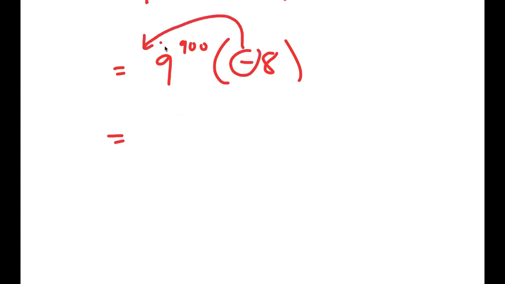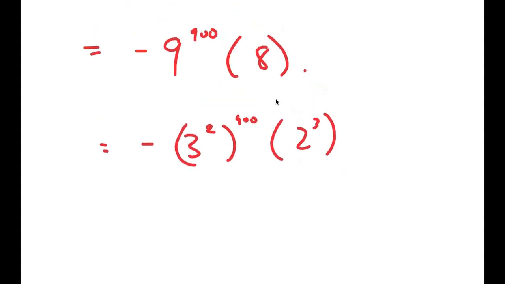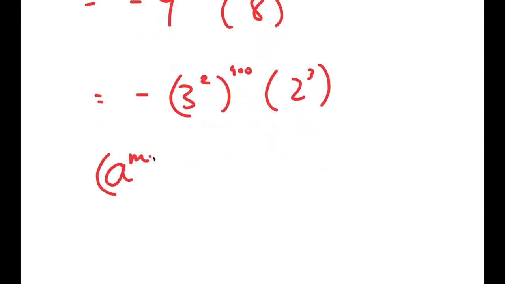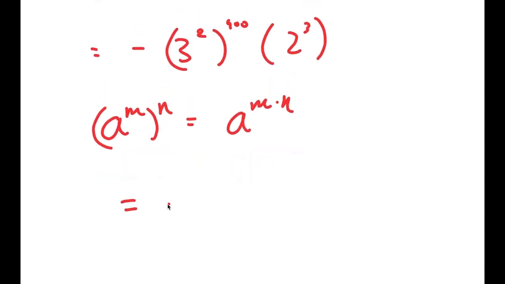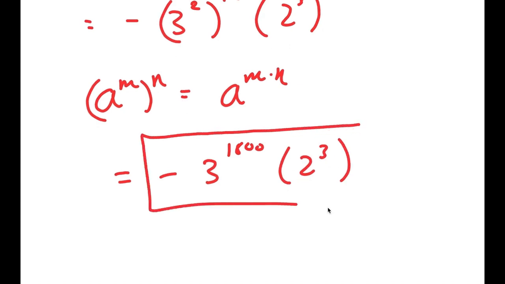So I'm actually going to move this negative sign to the front, so I get negative 9 to the power of 900 times 8, and this gets me negative 3 squared to the power of 900 times 2 to the power of 3. We're simplifying these terms as much as possible. So I'm going to use a quick exponential property that says that a to the power of m to the power of n is equal to a to the power of m times n, on 3 to the power of 2 to the power of 900. So I get negative 3 to the power of 1800 times 2 to the power of 3. So this is my final solution to this problem.